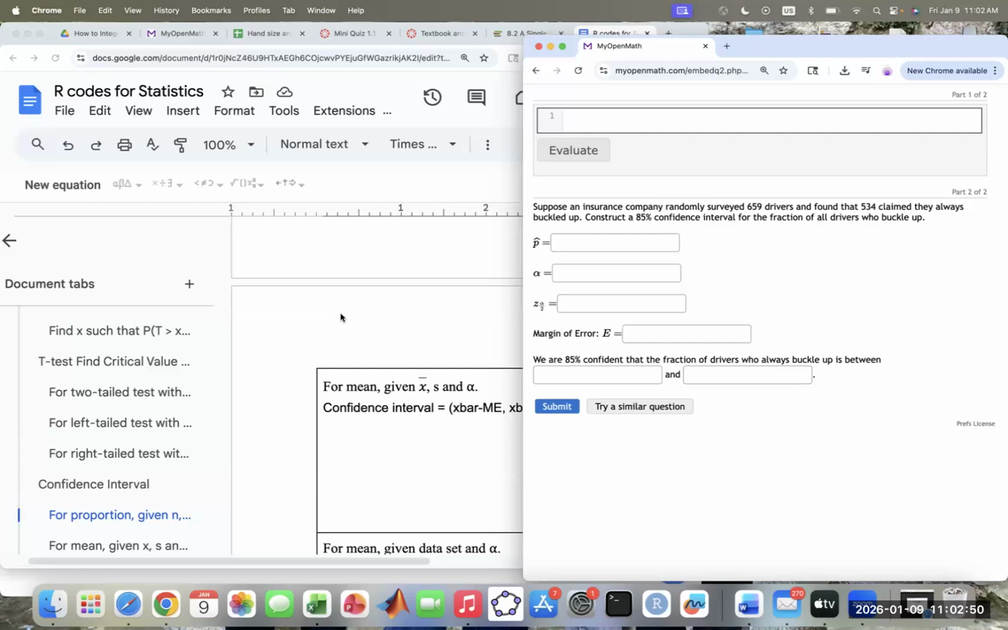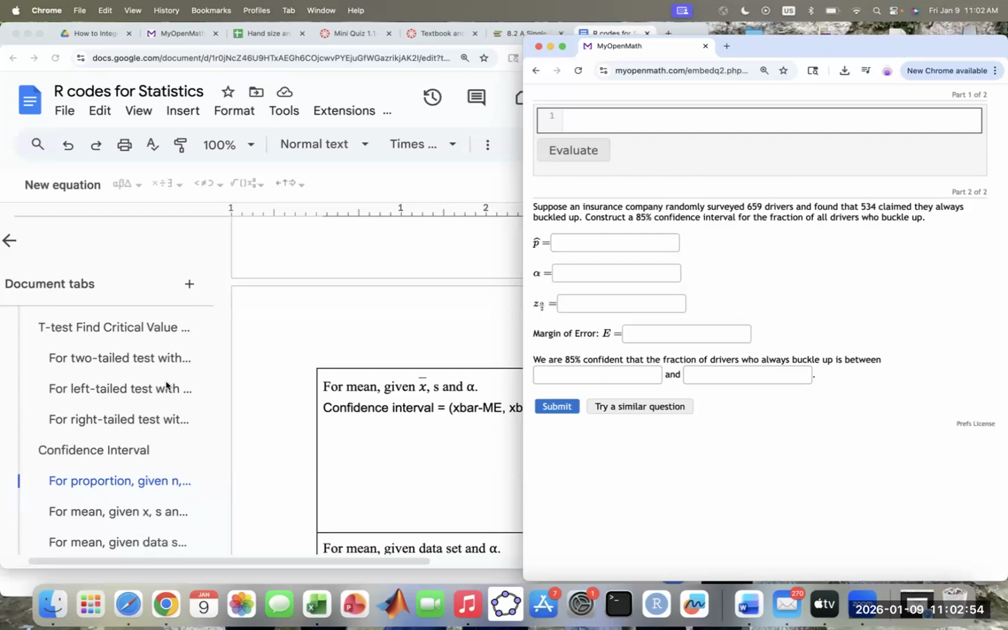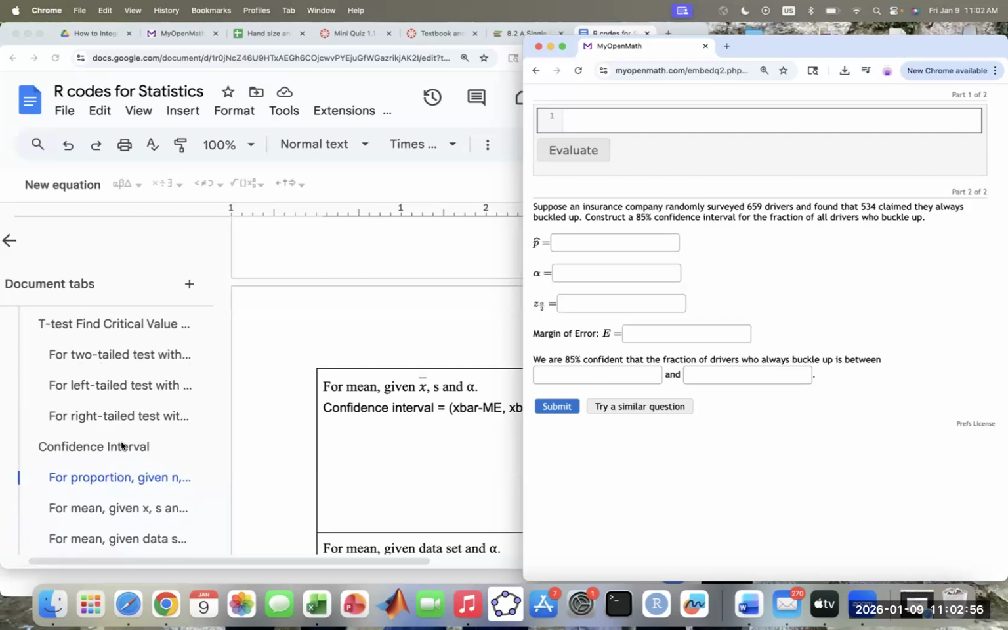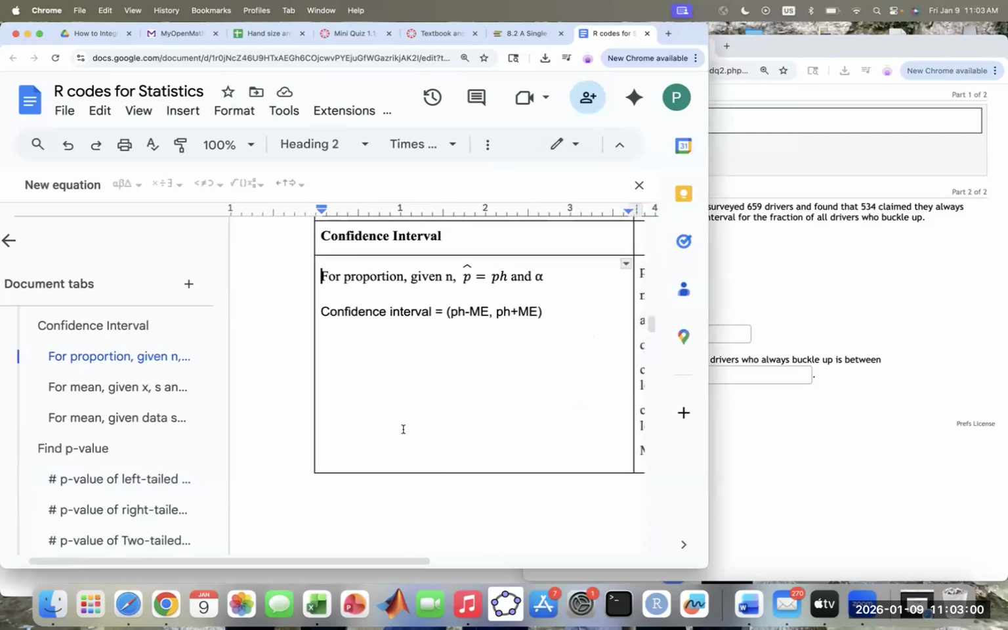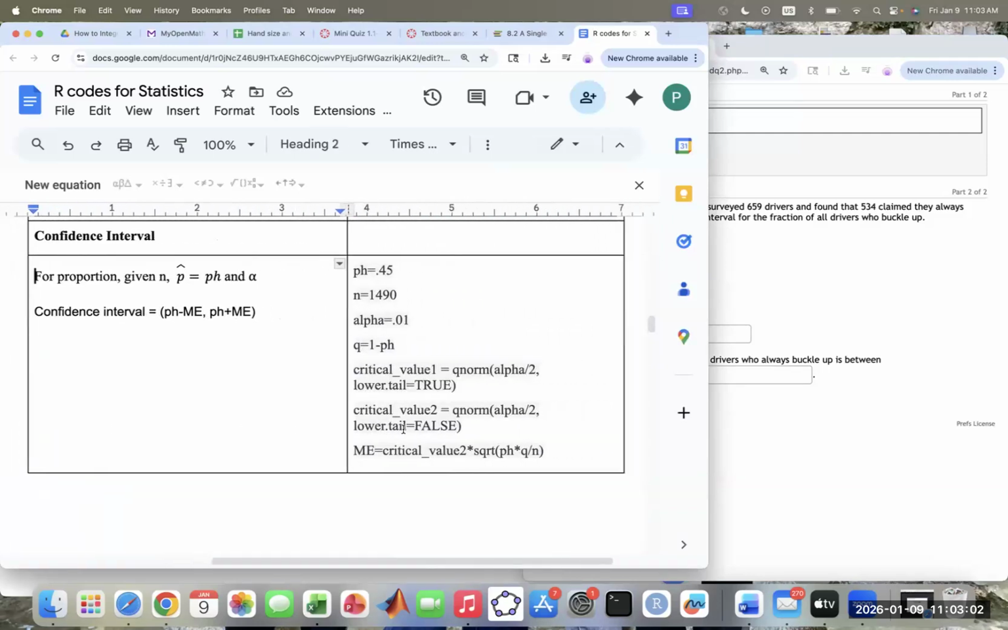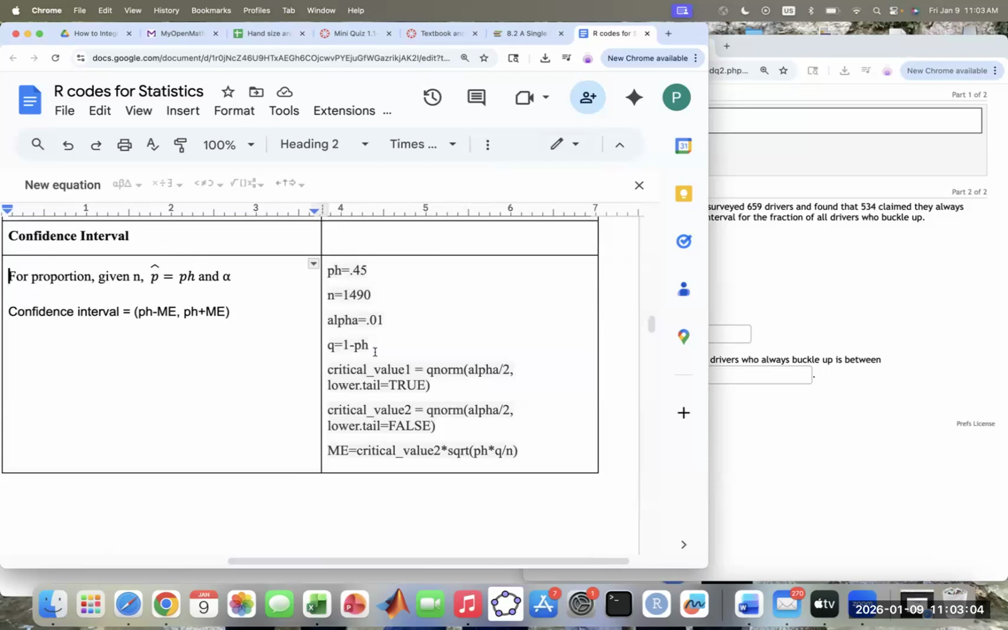So you can go to the code file and go down to the tab here. You see confidence interval for proportion. You click on here, and it will take you to the formula that you have right here. You can copy the whole thing and then find the answer, but I'm going to walk you through what this means.